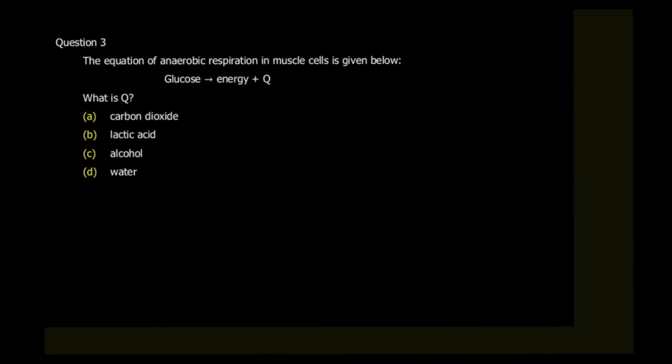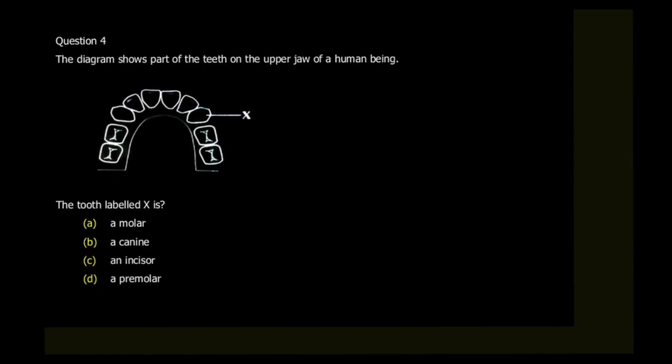Let's move on to question 4. The diagram shows part of the teeth on the upper jaw of a human being. This is the general structure of your dentals. You're supposed to know the tooth labeled X. These ones are called incisors. These ones are called canines.